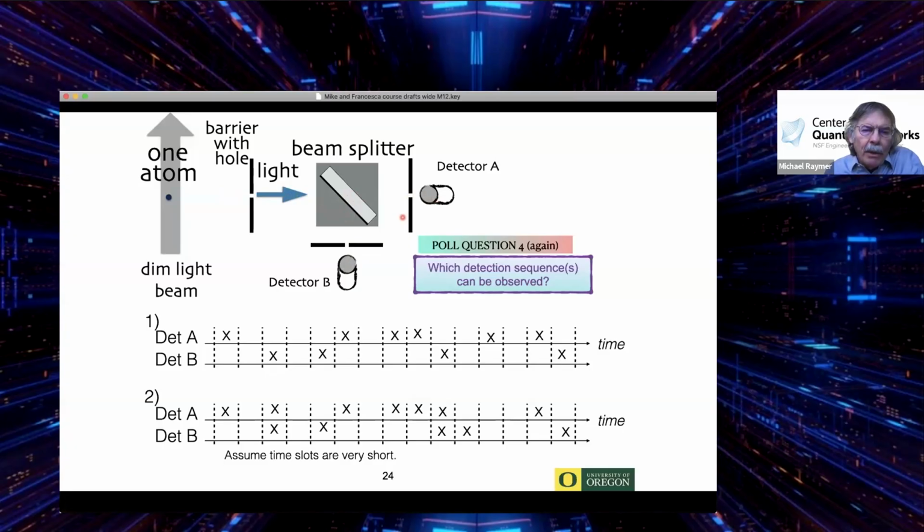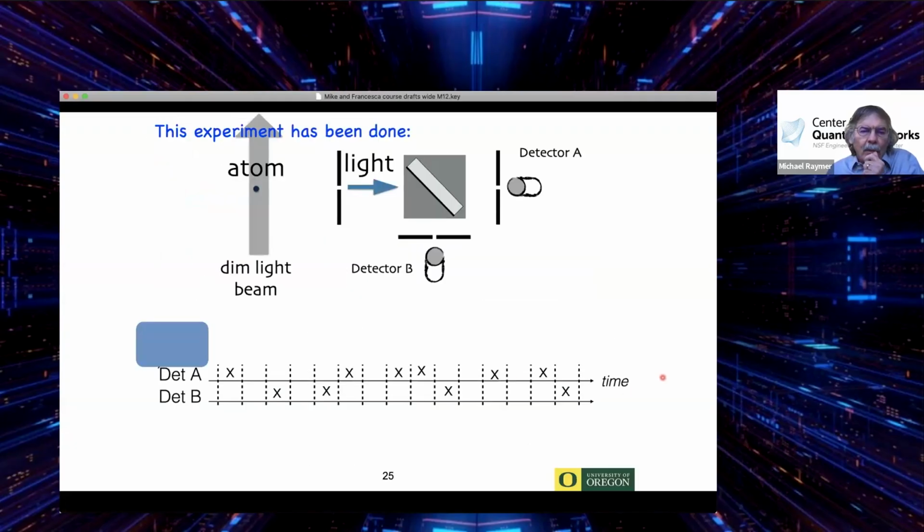The only way you could have them both click is if this atom emitted 2 particles of light. But if the light beam is very dim, that means the particles of light are coming very rarely, and so they never overlap. So the answer that was observed in the experiment is number 1. This is the correct answer.